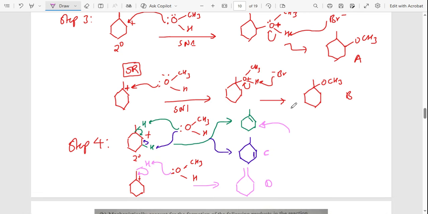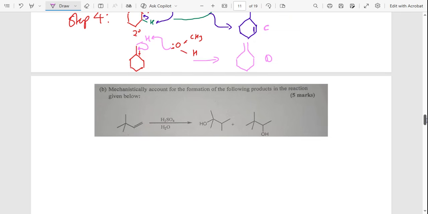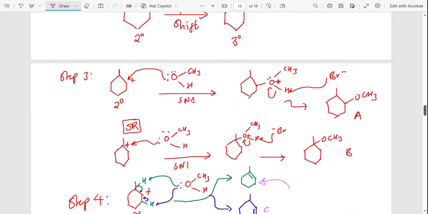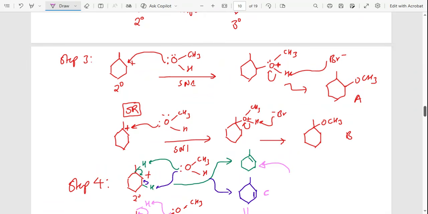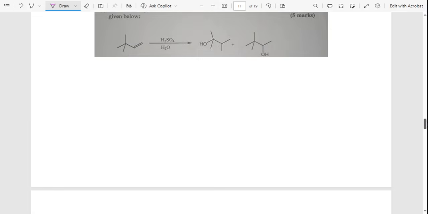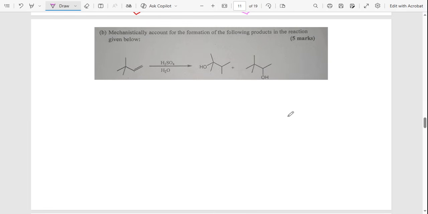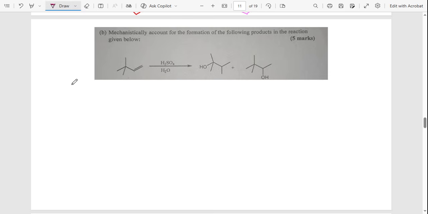So this is a detailed mechanism of how you expect each product to come about. Any question on the detailed mechanism? Okay, we are going to end on this question for today. Mechanistically account for the formation of the following products in the reaction given below. How do you form these guys?